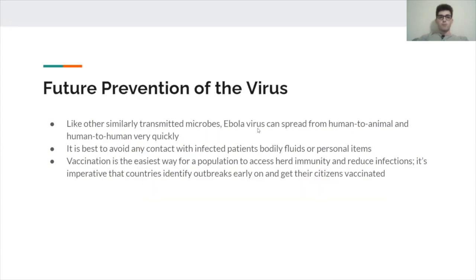To help prevent the virus in the future, it's known that it can spread through human to animal contact as well as human to human contact. So it's best to avoid any contact with bodily fluids from infected patients or non-infected animals. And of course, vaccination is the easiest way for the population to quickly achieve herd immunity and reduce the number of infections. So it's imperative that countries early on identify when outbreaks are set and can get the virus and the vaccine administered to its citizens.